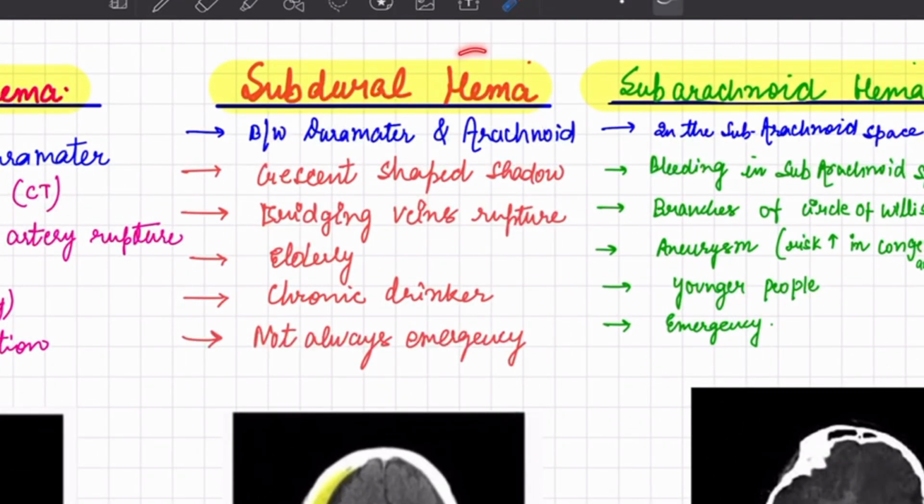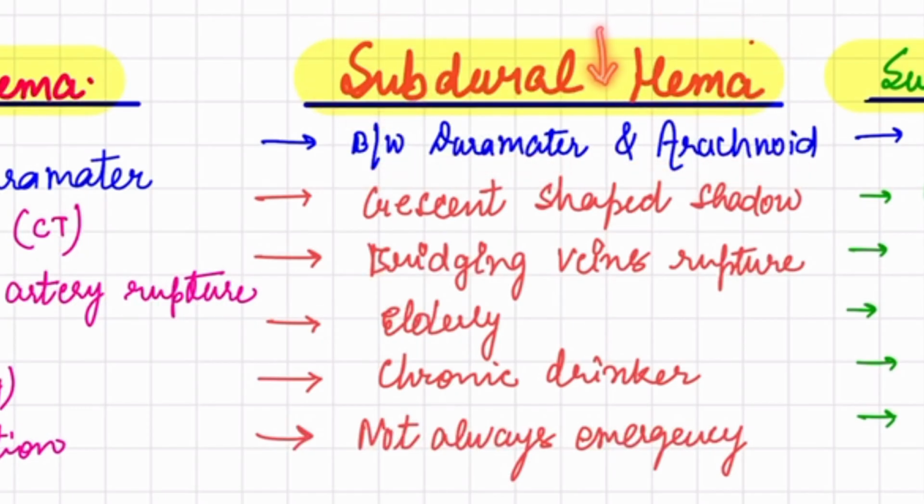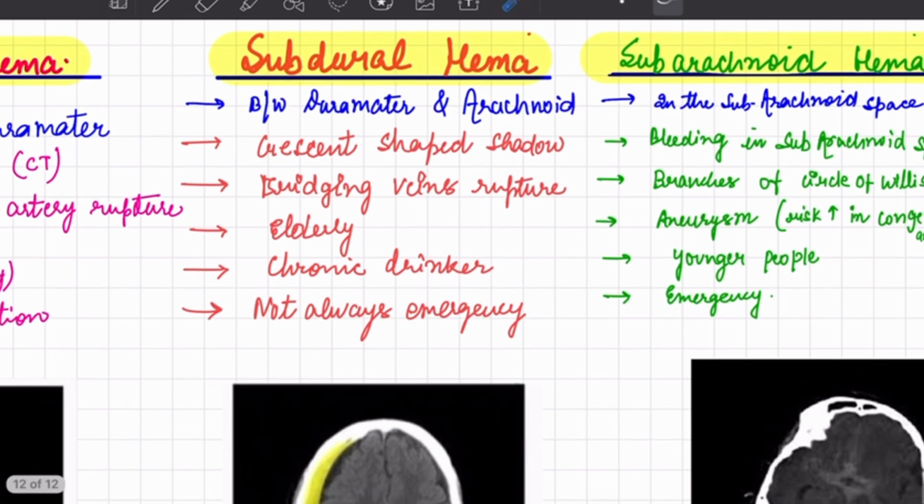Now we will discuss the subdural hematoma. This type of hematoma can be found between the dura mater and arachnoid. Of course the name suggests subdural means below the dura mater. In the CT scan you can witness a crescent shaped shadow. What is the reason? The reason is rupture of bridging veins. There are a lot of veins bridging between the dura mater and arachnoid, and these veins rupture and form the subdural hematoma.